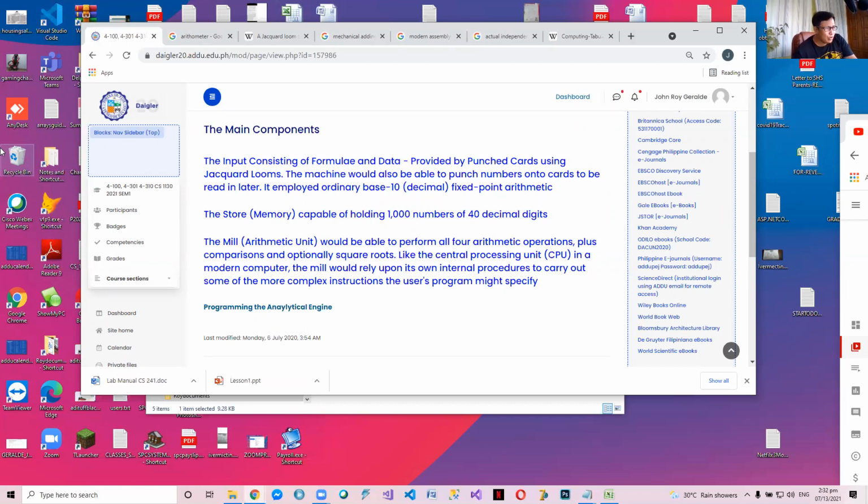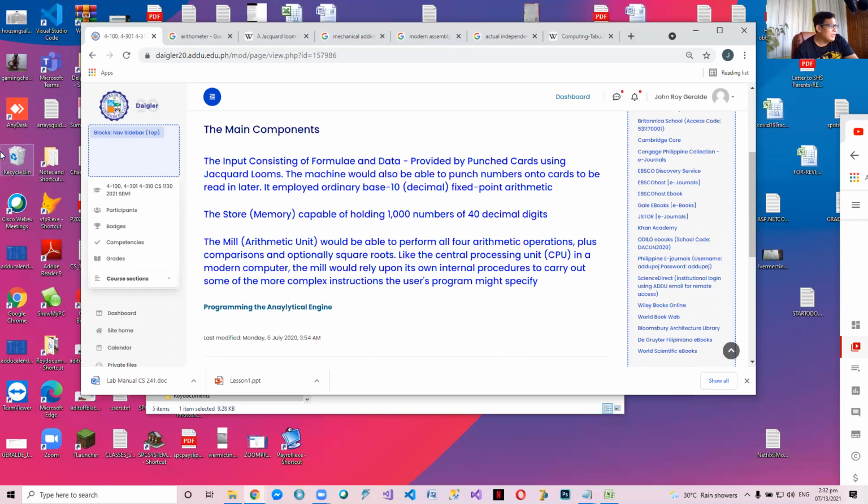And then the store. The store is the memory. During those days, they called it the store, which holds 1,000 numbers of 40 decimal digits. The mill is now called the arithmetic unit. It is the component of the analytical engine which performs 4 arithmetic operations, plus comparisons. It can compare data, which one is greater than another, and optionally square roots. Although it's an arithmetic unit, it's like the modern CPU in a computer.